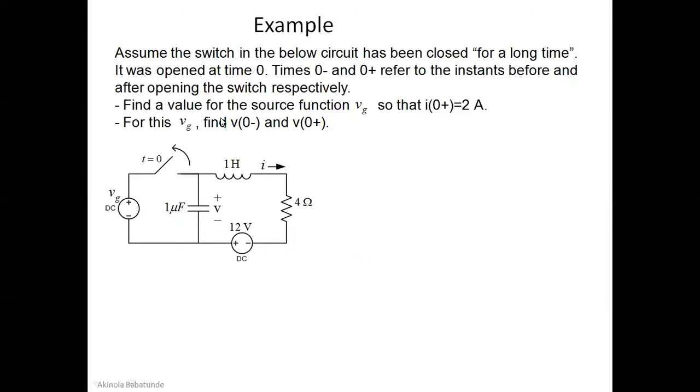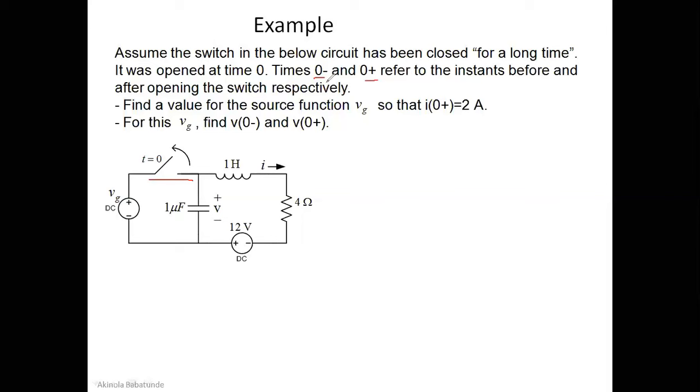Assume the switch here. This is a switch. You can see the time switch here. Assume the switch in the circuit below has been closed for a long time. It was opened at t equals 0, and times 0 minus and 0 plus refer to the instant before and after opening the switch respectively.